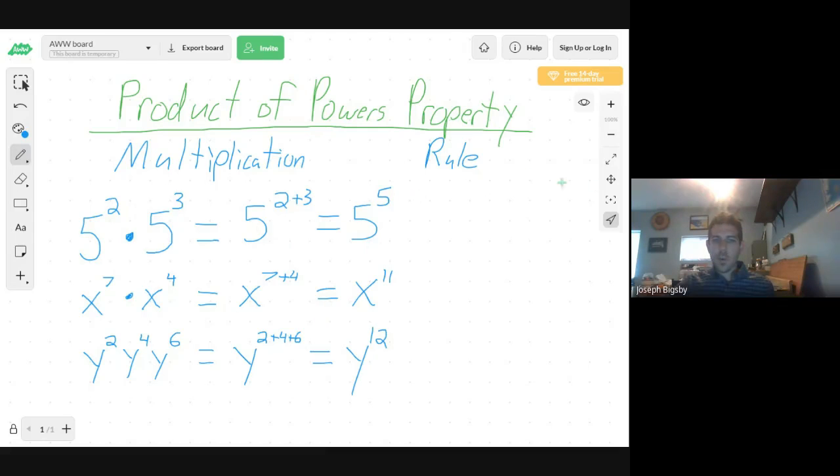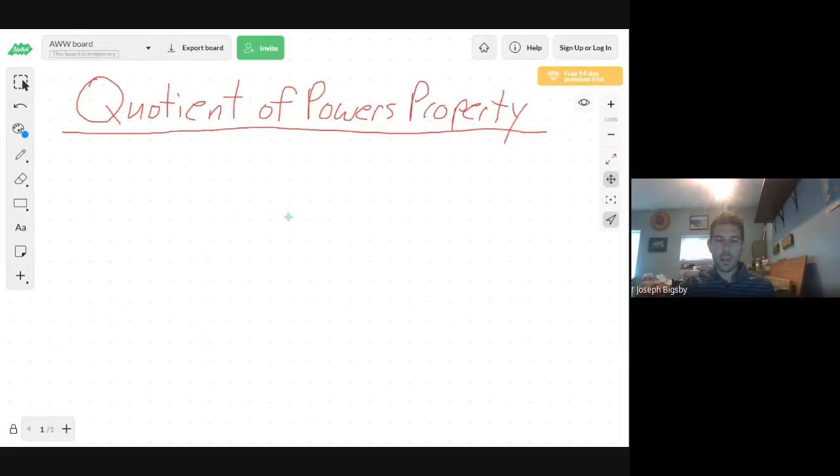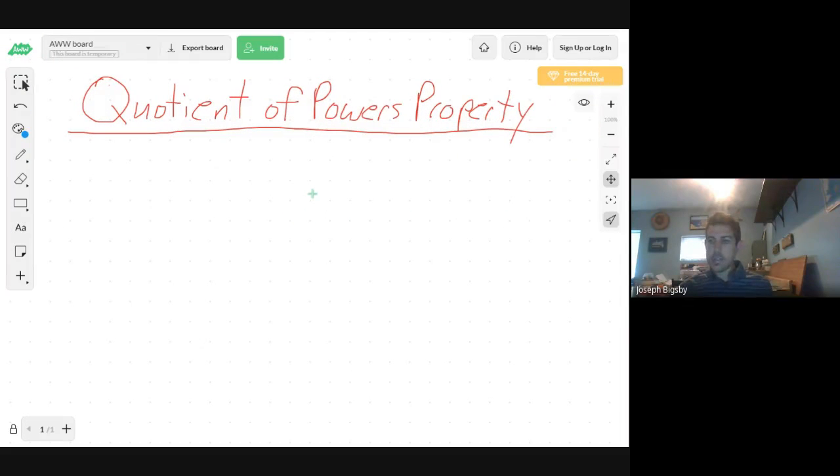The other rule that we're going to look at is the quotient of powers property. Now, quotient means to divide. So in this case, what happens when we have division of powers, exponents? And again, the property just means it's the math rule. So let's see what happens when we divide.